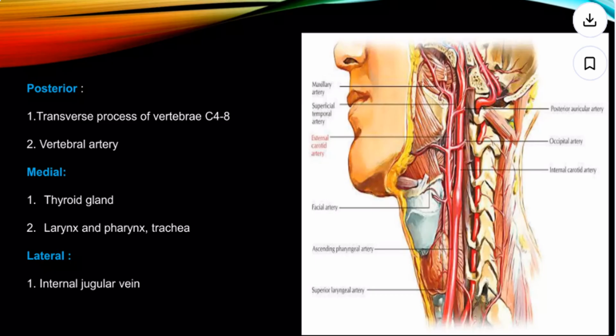So in the posterior aspects to the common carotid artery, we have the transverse process of the vertebrae from C4 to C8, and the vertebral artery. This is the vertebral artery. We will be coming to that artery in upcoming slides. On the medial side, we have the thyroid gland, larynx, pharynx, and trachea. So next, coming to the lateral side, we have the internal jugular vein.